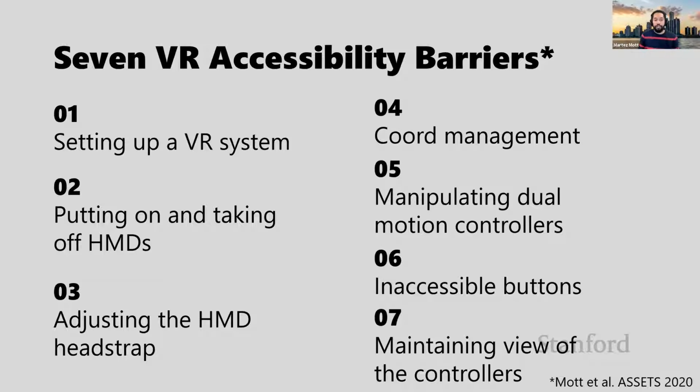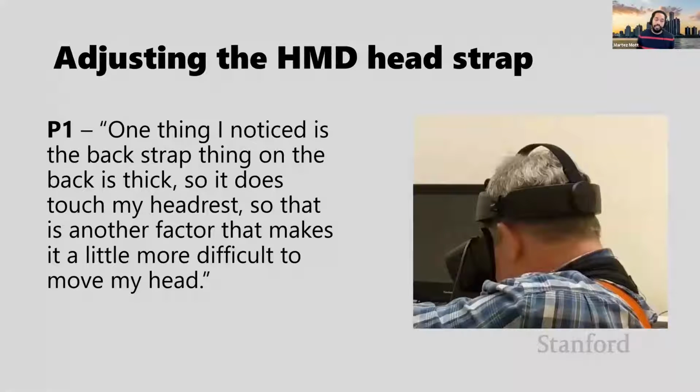I'm not going to talk about all of these, but I want to highlight a couple. Some of these you might look at and think, okay, that makes sense, but why is that an HCI problem? For example, we could look at adjusting the HMD head strap, and you can tie this in more broadly with putting on and taking off the HMD. In terms of design, there are some functional design issues. For example, P1 said, one thing I noticed is that the back strap thing is thick, so it touches my headrest, such as one included on a wheelchair or a power wheelchair. That makes it difficult for this person to move their head.